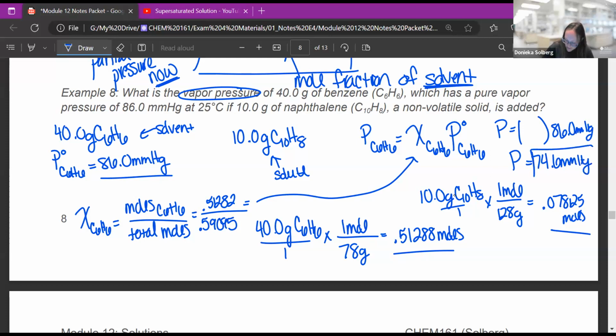Now, does that make sense? Well, remember, when we start dissolving stuff, the vapor pressure should decrease, it goes down. And so it went from 86 to 74.6, so that makes sense. It went down just a little bit, nothing too crazy, because it's based on the partial pressure of benzene.